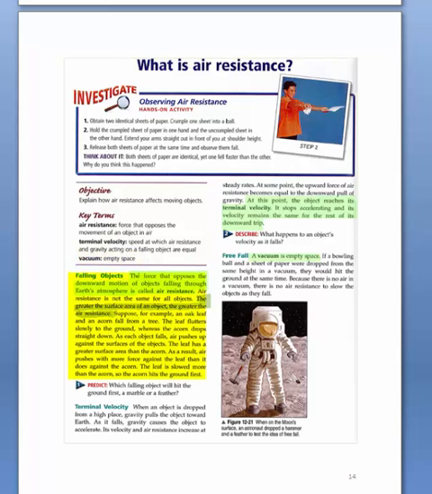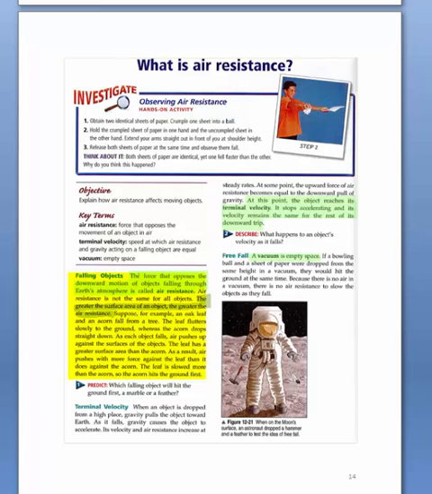Falling objects. The force that opposes the downward motion of objects falling through Earth's atmosphere is called air resistance. Air resistance is not the same for all objects. The greater the surface area of an object, the greater the air resistance.